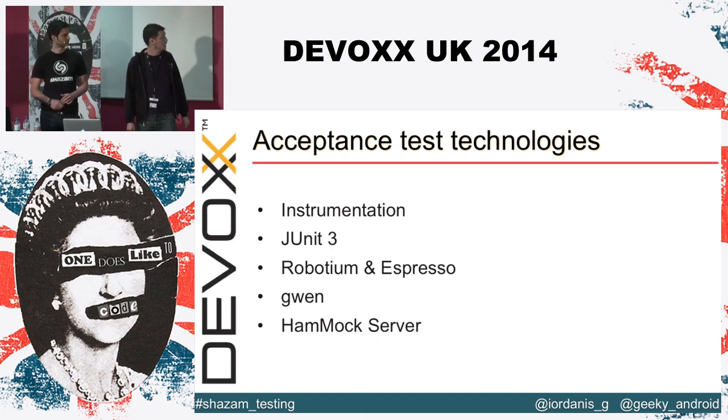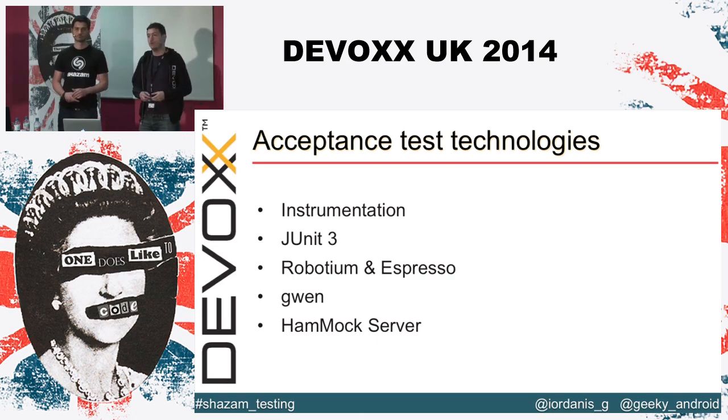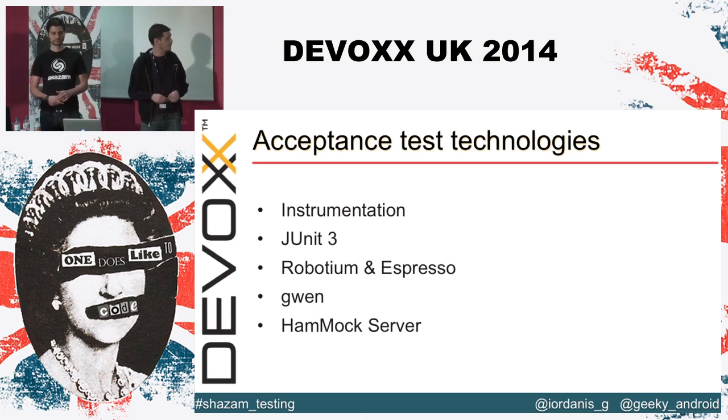Obviously, we use Gwen. And lastly, we use what we call Hammock Server. This is our own sort of wrapper around the Google mock web server, which introduces a Hamcrest-like syntax that allows us to very easily define responses based on requests that come to a server.